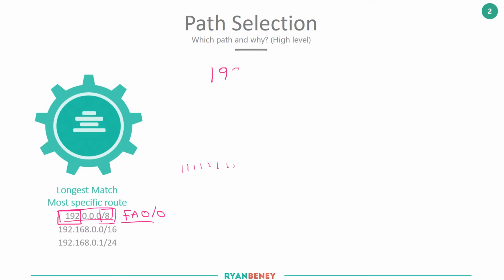If we had 192.x.x.x come in, this can be literally anything. So if it was 10, 20, 30, or 40, 100, 5, as long as it starts with 192, this path is valid, and FastEthernet 0/0 would be the outgoing interface or egress interface.